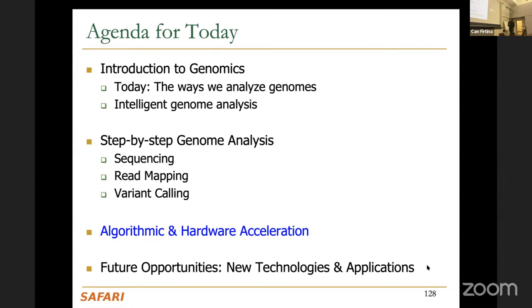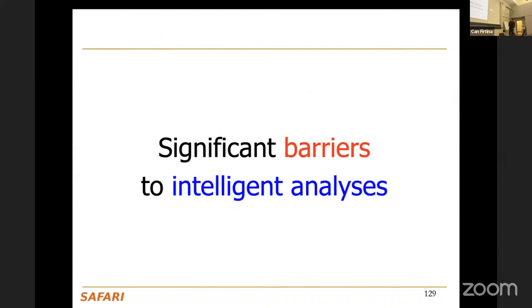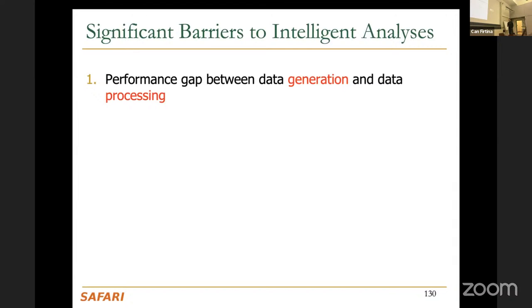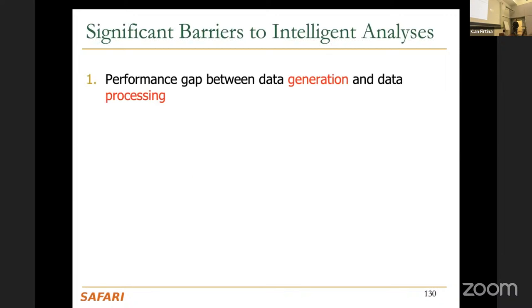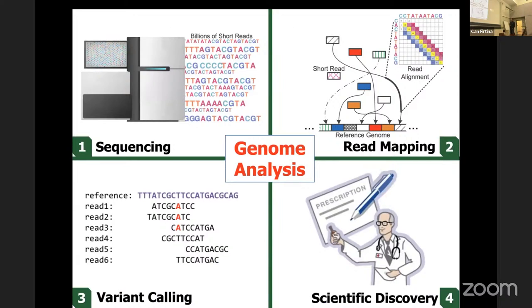So what we're going to do in the second half of the lecture is to see our work on how we design algorithms and hardware together so that we accelerate these steps in genome analysis that we covered previously. We see significant barriers in genome analysis today due to many reasons, and we look at these reasons. One reason is there is a performance gap between data generation and data processing. This is what we've covered so far, right?